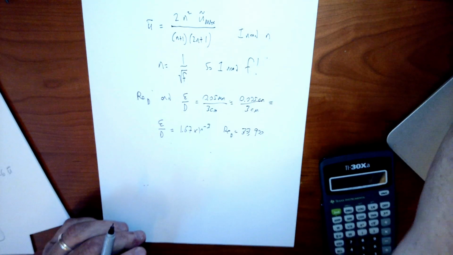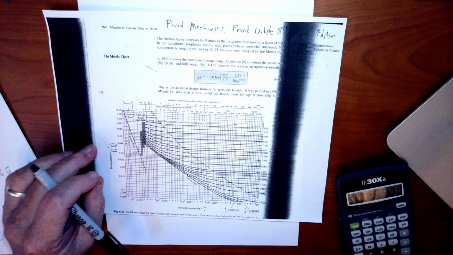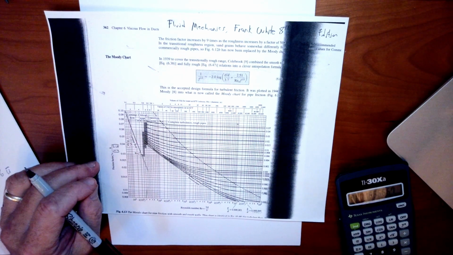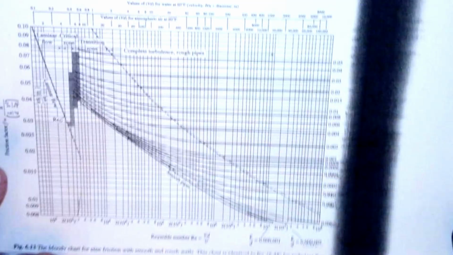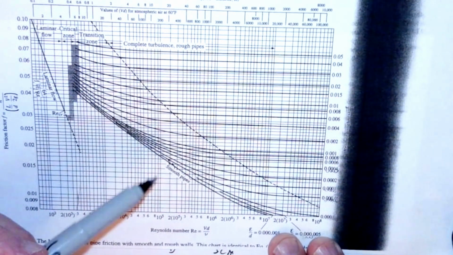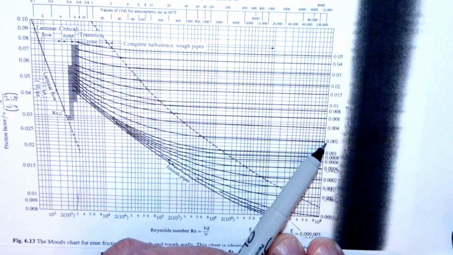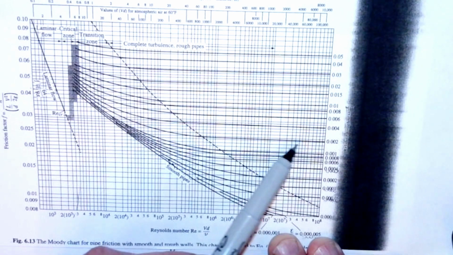So I'm going to go ahead and grab my Moody chart. Got it very handily right here. I think you can kind of see it. It's a little bit hard. I'll zoom in a little bit here. Okay, so here we are. And what would I say my numbers were? They're 1.67 times 10 to the minus 3. So that's almost 2 times 10 to the minus 3. So that's going to be this line here.